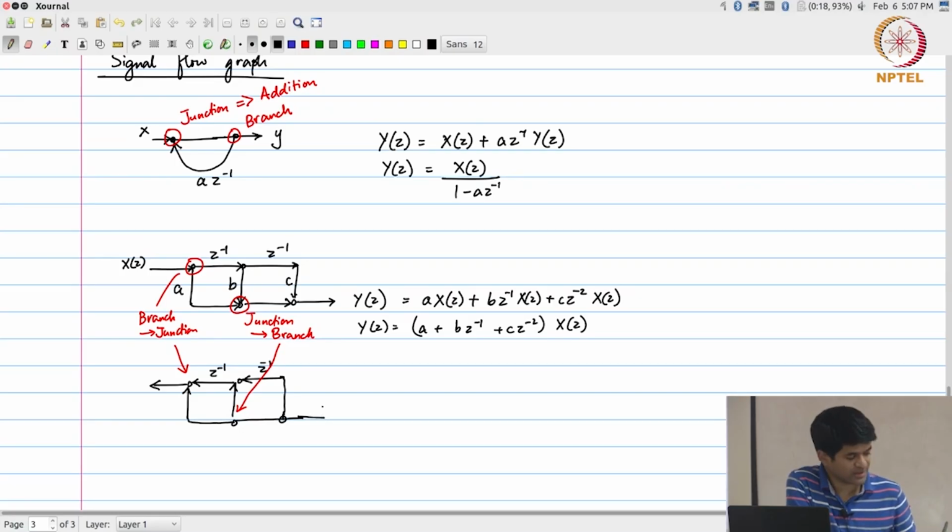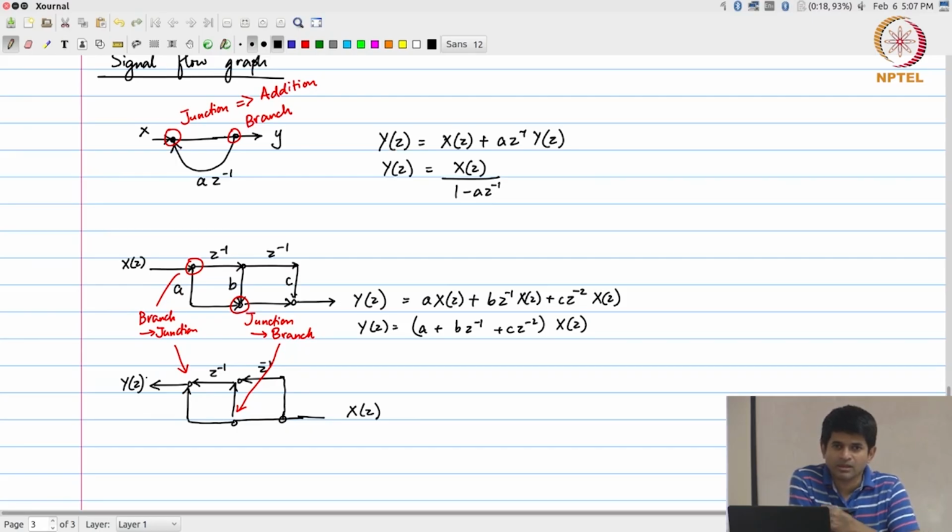And of course I need to swap the positions of input, so that the input x of z is over here and y of z is over here. Okay. So the theorem essentially says that these two graphs are fundamentally equivalent. They are going to give you exactly the same behavior.